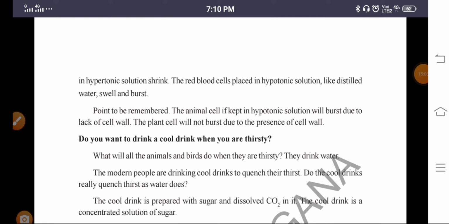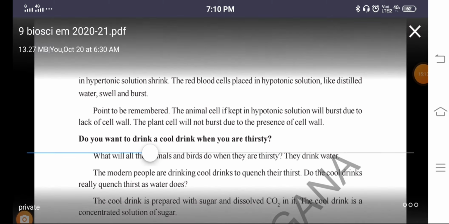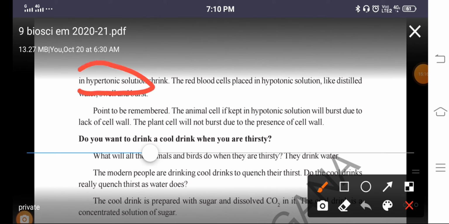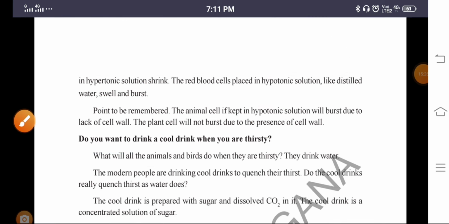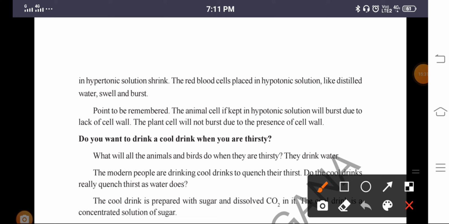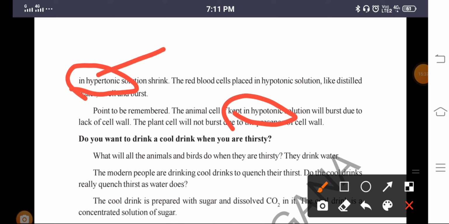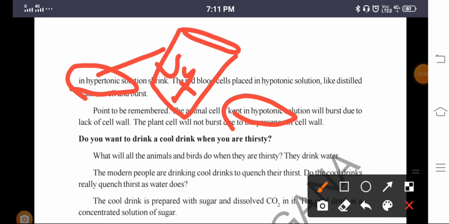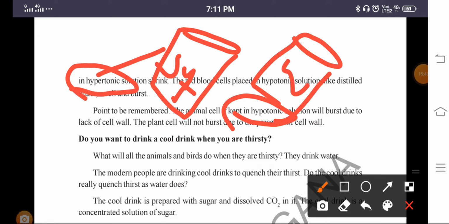Most important here, two solutions are there, hypertonic and hypotonic. Let us take two technical terms, hypertonic and hypotonic. Hypertonic solution means, for example, in this beaker we have taken the sugar solution. Now in another beaker we have taken the water. So this is the hypertonic solution, this is the hypotonic solution.